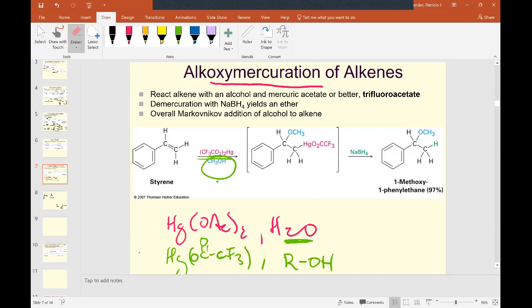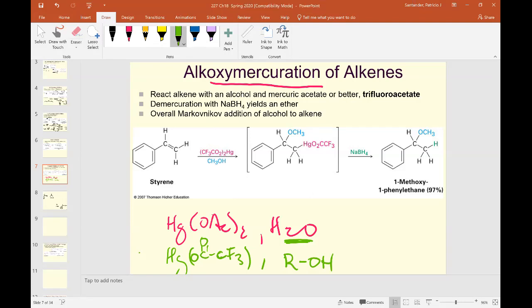Step number one, you will react your alkene with the trifluoroacetate of the mercury. And then after you form the so-called mercurinium ion, then instead of using water as the nucleophile, here we use an alcohol. So in this particular example, let's try to rationalize what we have here.